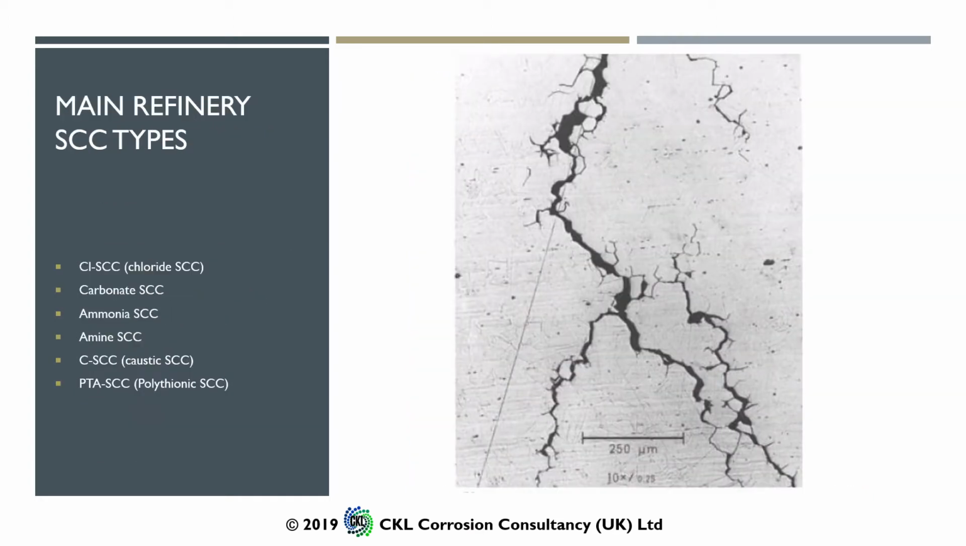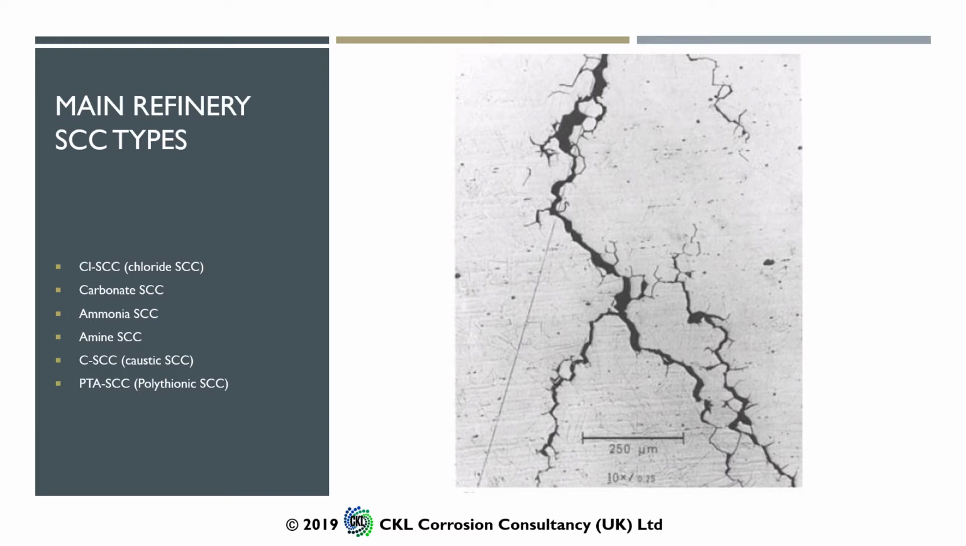Okay, so in terms of the main refinery stress corrosion cracking types, starting at the top, probably the most prevalent and most commonly found stress corrosion cracking type on a refinery is that of chloride SCC. We'll cover some of the issues that have been found in the refinery regarding chloride stress corrosion cracking. It's probably important to note that this is either found on the process side of equipment, or perhaps more commonly these days it's found externally under insulation.